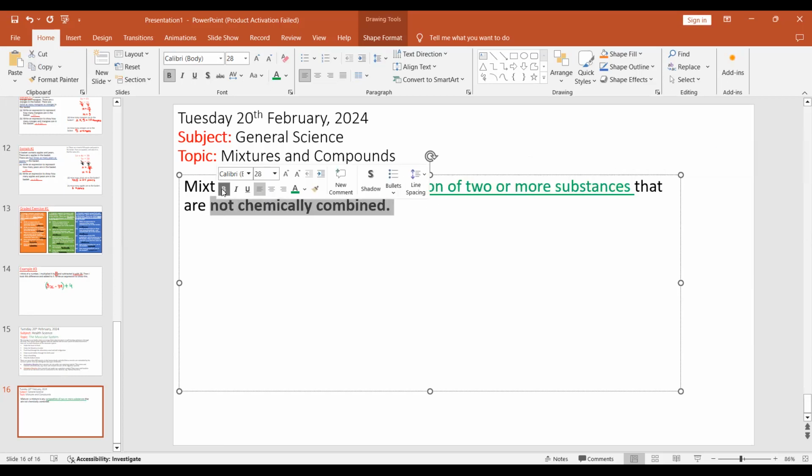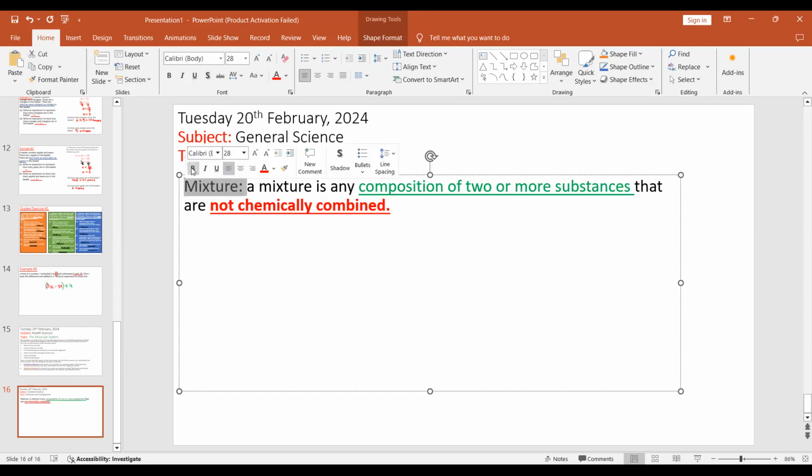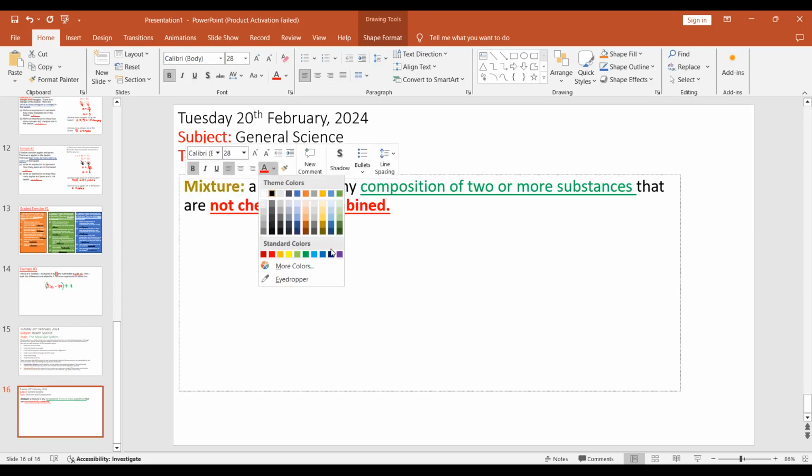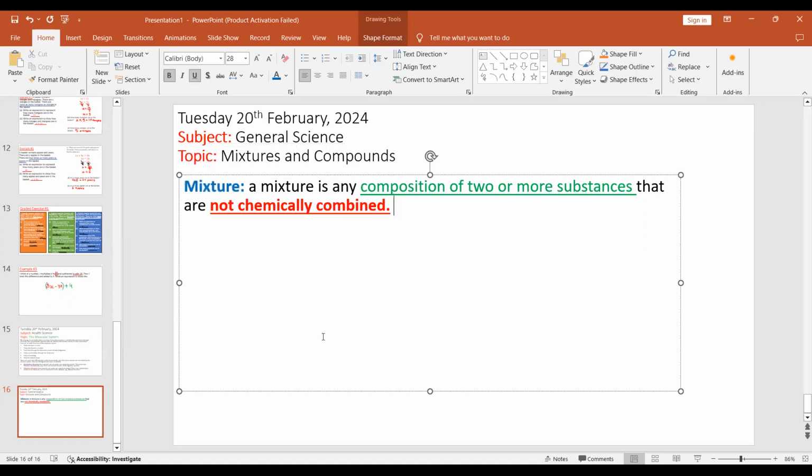Okay. So can someone read for me the definition of a mixture? A mixture is any combination of 2 or more substances that are not chemically combined. Very good. Not chemically combined. So don't get it mixed up. Mixtures are not chemically combined. They just come together. It's a composition of these substances, but they're not joined together chemically.